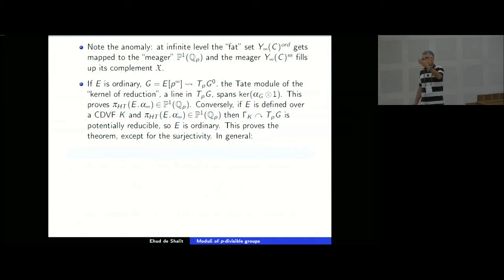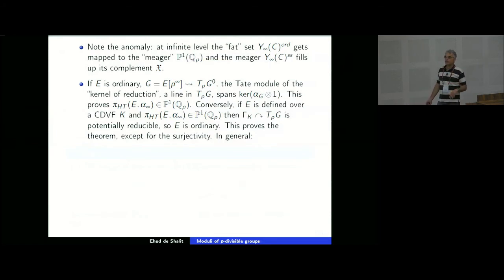But you know how to detect a line in the Tate module. It's, so to speak, the line corresponding to the kernel of reduction or the canonical subgroup or whatever name you give it. Okay, so there is such a line, and it's easy to check that it spans the kernel of alpha G. Well, in this case, the kernel of alpha G is one-dimensional in a two-dimensional thing. So this proves really one direction, that the Hodge-Tate map takes an ordinary elliptic curve to P1QP.